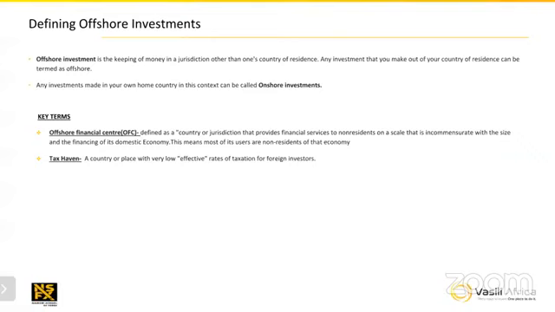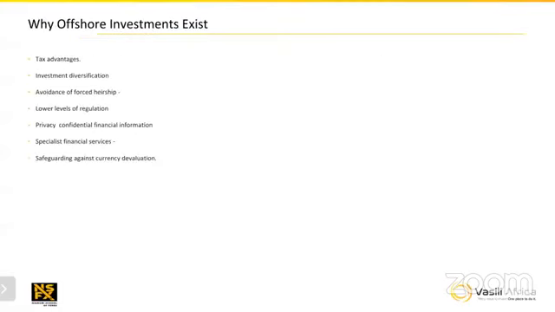Now, some of the reasons why offshore investments exist. Number one is the obvious one, tax advantages. The tax in your country could be very high and could not be favorable to investments, so some people opt to invest in different countries to take advantage of tax benefits. Number two is investment diversification. If you have a large portfolio and you're looking to add different things to that portfolio, then investing offshore could be a very good option.